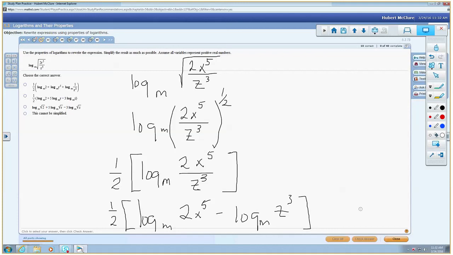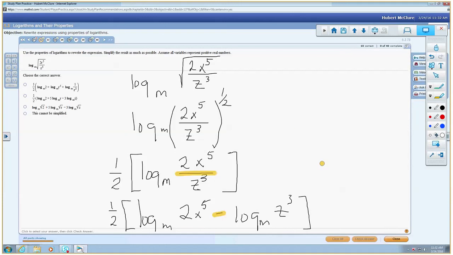Now remember, with logarithms and exponents, you don't need to do anything by a certain order. You could have done the product rule, and you would have had log base m of 2 plus log base m of x to the 5th over log base m of z to the 3rd. You could have done that. But this is a whole lot easier for people to actually see because you undo the fraction first by the division. And what does that represent? That subtraction represents what? The division symbol, the fraction, yes.